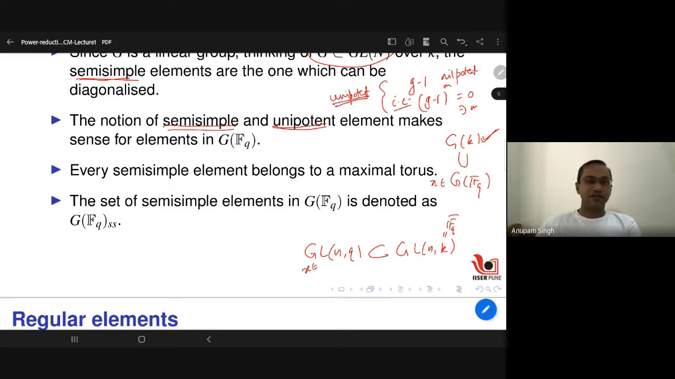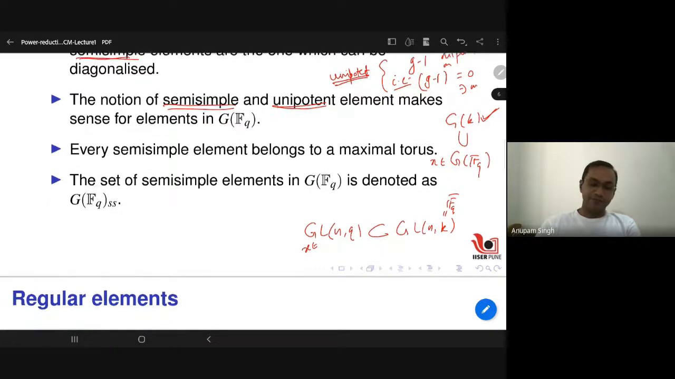So why is this helpful? If you want to understand something about semi-simple elements, which could be much larger in number, whereas maximal tori are much easier to handle, they are kind of smaller in number. So you can work with elements in the maximal tori, and that will allow you to work with semi-simple elements. In fact, we will make use of this strategy. So that's why I am emphasizing this.